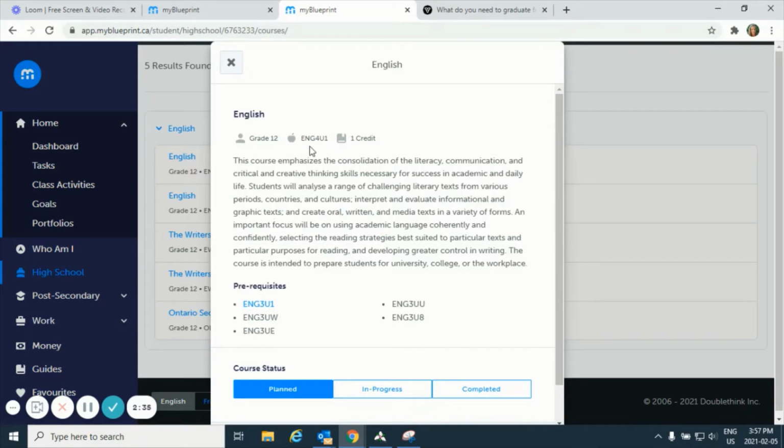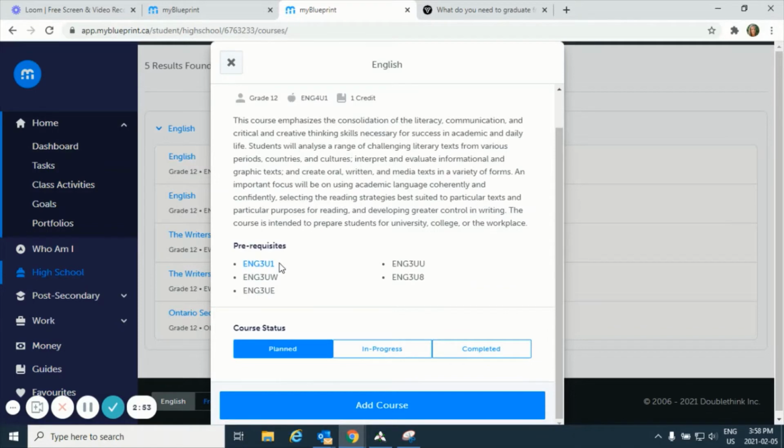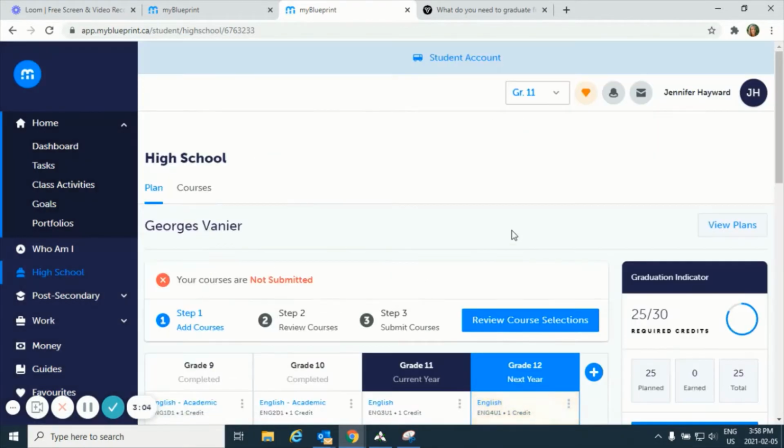When you click on a course, it will bring up the course description. You'll also see the prerequisites, the course that you're required to have to take the course that you're choosing. In this case, ENG3U is highlighted in blue because that tells me that that's the course that I'm planned to be taking in grade 11. So I meet the requirements to take grade 12 University English. I'm going to add it to my plan.